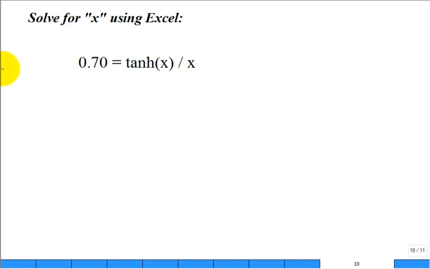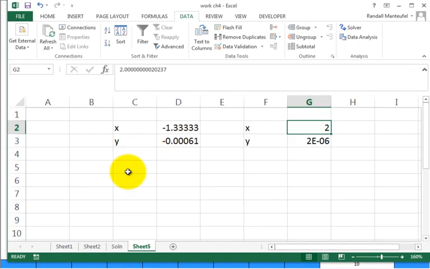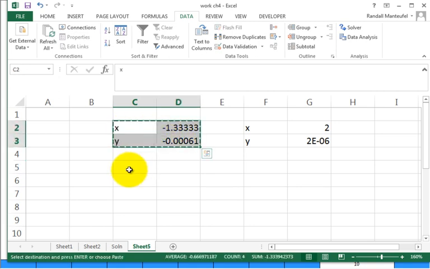Let's do it in Excel. It's not that hard. You would use the same tool. So I would come over here and reuse this part. I'm just going to copy and paste right here.